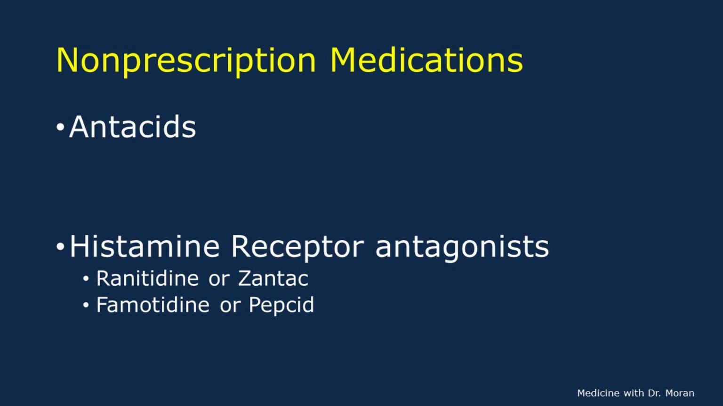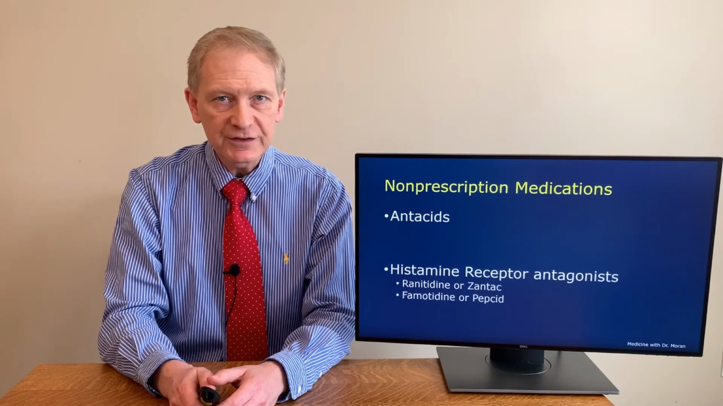Histamine receptor antagonists. These medications block the histamine receptor in the acid-producing stomach cell. They are more effective than antacids at relieving heartburn. Their effects last longer. These medications include over-the-counter ranitidine, which is brand name Zantac, and famotidine, brand name Pepcid. These have a slower onset of action, with peak concentrations occurring 2 to 3 hours after a dose and typically last 4 to 10 hours.